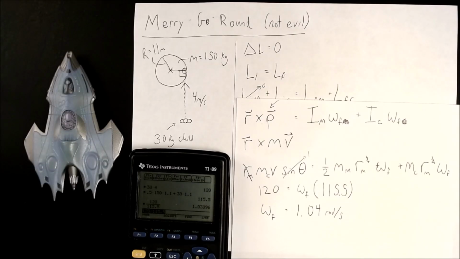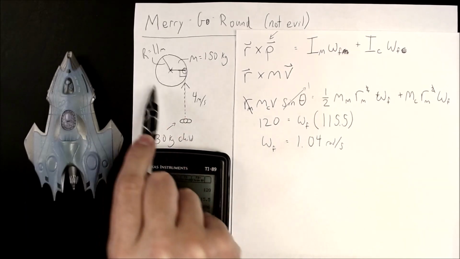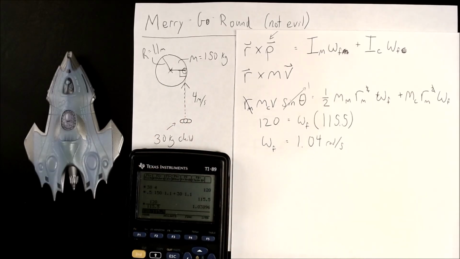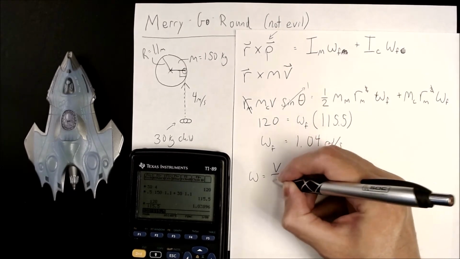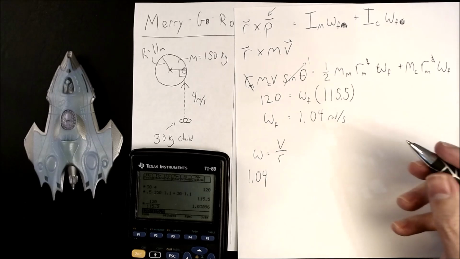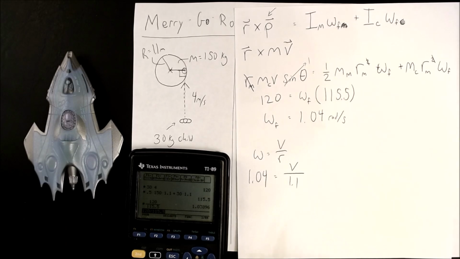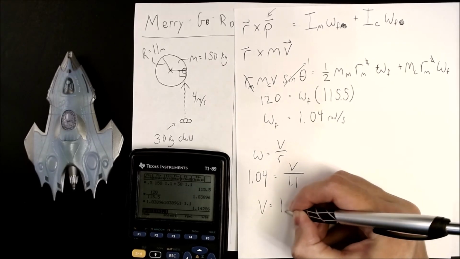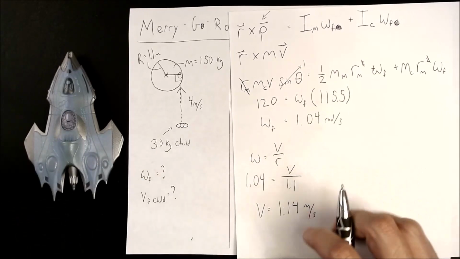My follow-up question is, how fast is the child going on the edge of this merry-go-round? Linearly, tangentially, I should say. What is the tangential speed of the child on that merry-go-round? Well, for tangential speed, omega is equal to v over r. Omega, we already know, is 1.04 radians per second. That's equal to the v that we're looking for over 1.1. So we can just multiply both sides by 1.1. And we get that the velocity of the child at the end is 1.14 meters per second.